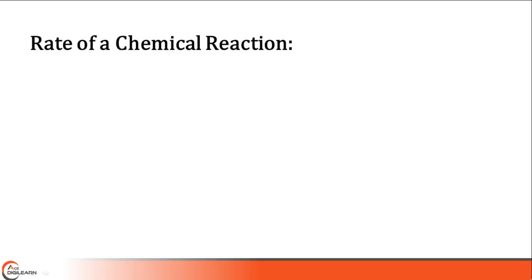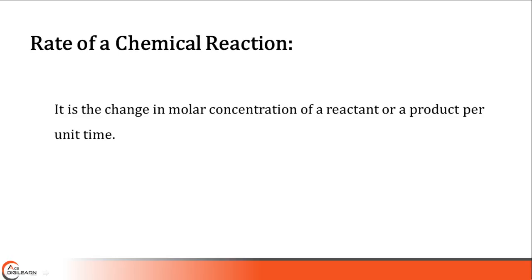In this kinetics, we discuss the speed of reactions. In chemical kinetics, we discuss the speed of a chemical reaction, because in chemistry a few reactions occur slowly and a few reactions occur fast. So before discussing chemical kinetics, let us see some definitions, like the rate of a chemical reaction.